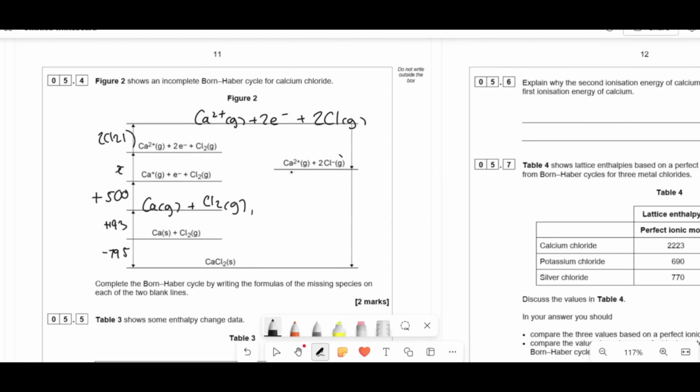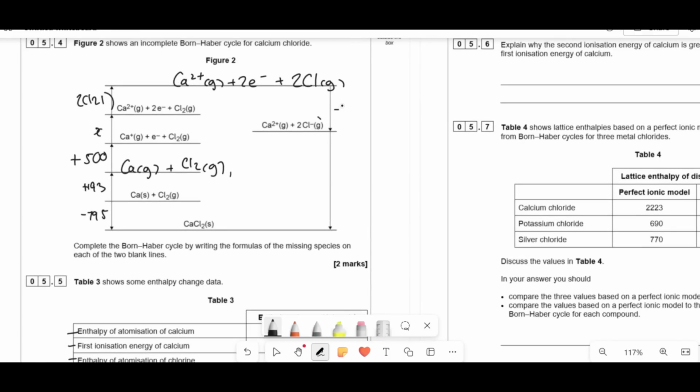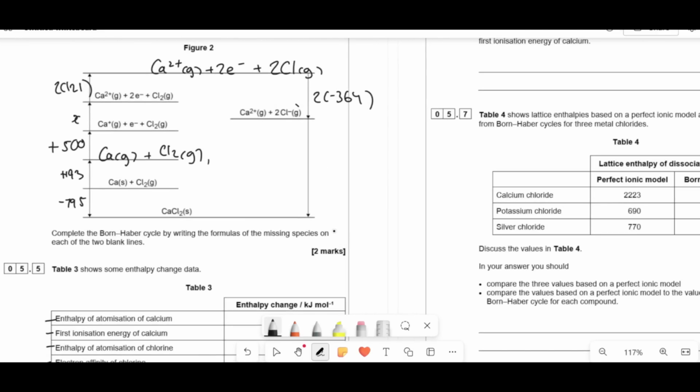Then here, we've got the electron affinity, and that's when 1 mole of gaseous atoms become 1 minus ions, but we've got 2, haven't we? So you have to actually double that, so electron affinity is going to be 2 lots of minus 364. Again, I like to bracket them off like that, it just makes life easier. And last but not least, you've got a solid ionic lattice formed from its gaseous ions. That's the lattice enthalpy of formation, which is this last one here, minus 2237.